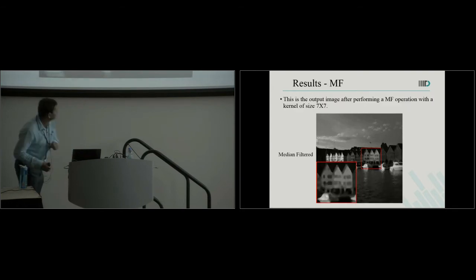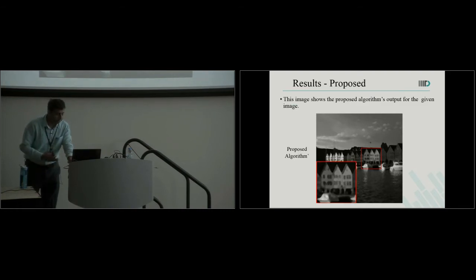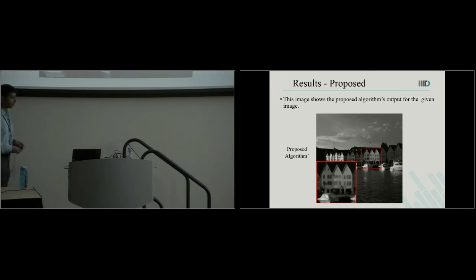And this is a median filtered image. If you see the roof, the windows, and this, the visual clarity is lost. The edges have been blurred, and if you see the windows, the segmentation is lost. It's all merged. So that is what the median filter is doing, and here is the output of the proposed algo.